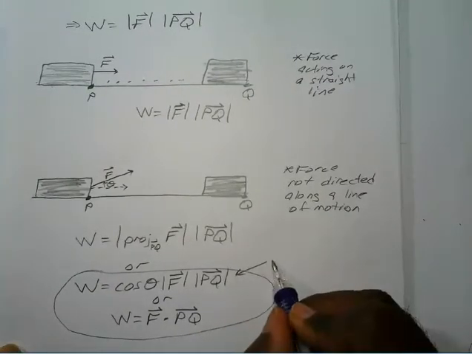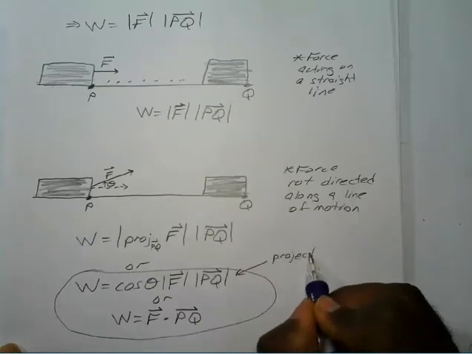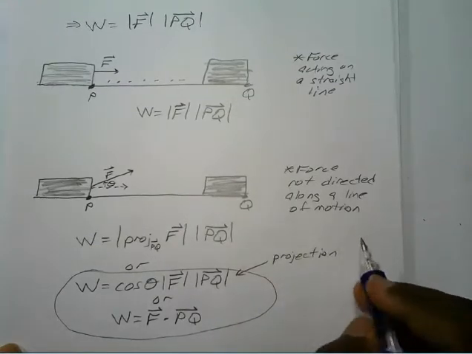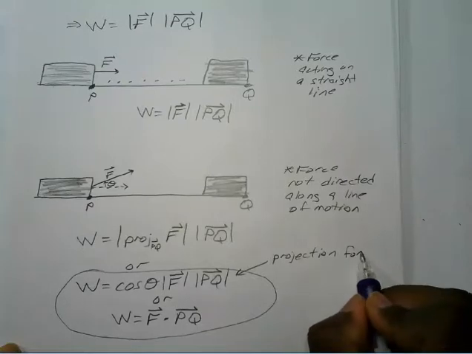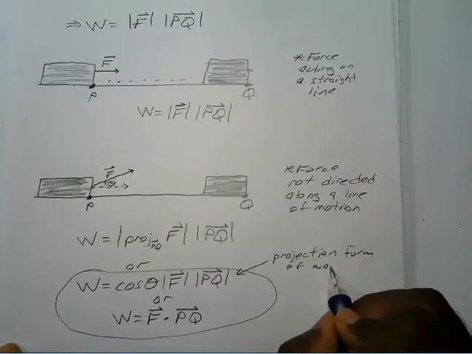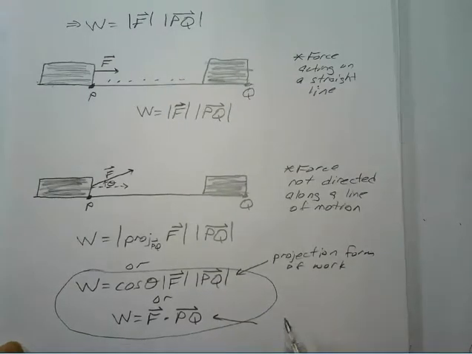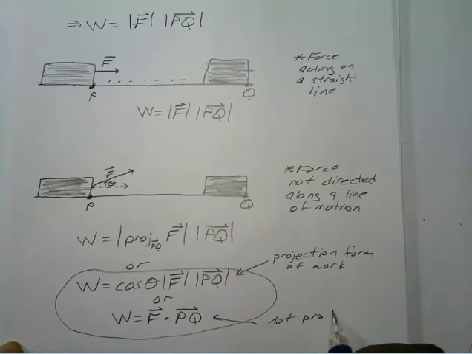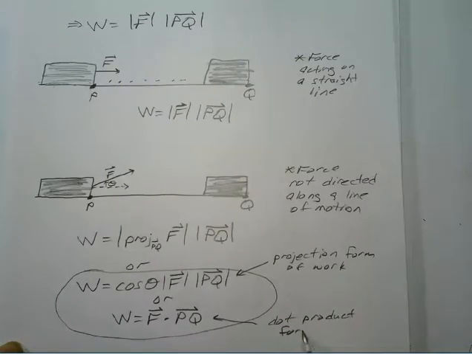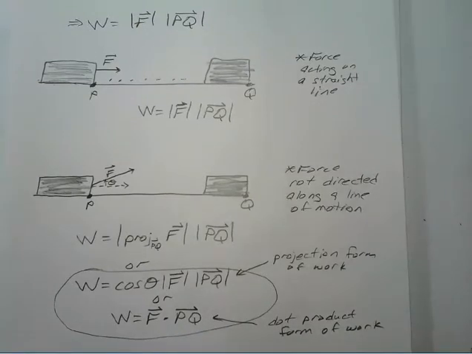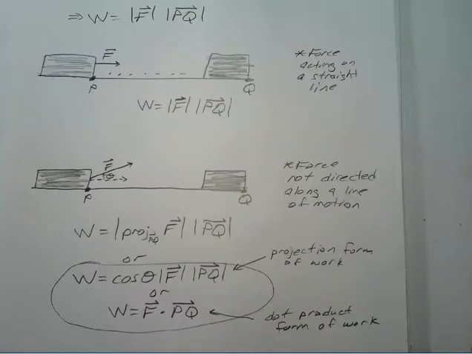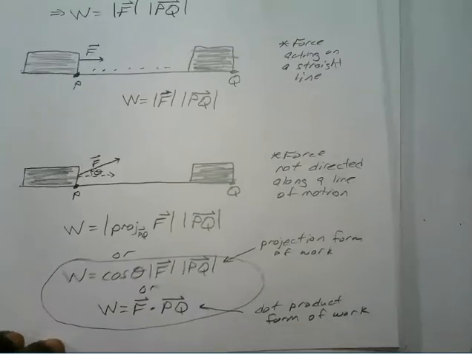Where this is the projection form of work. And this is the dot product form of work. All right. So if you are still writing, feel free to press pause. But we're going to go ahead and do a quick example of this.